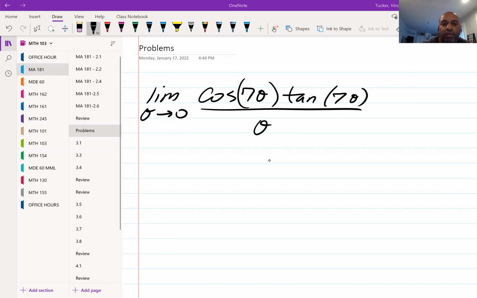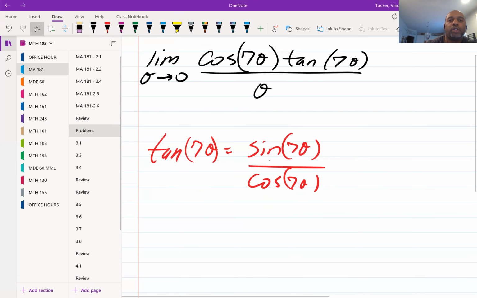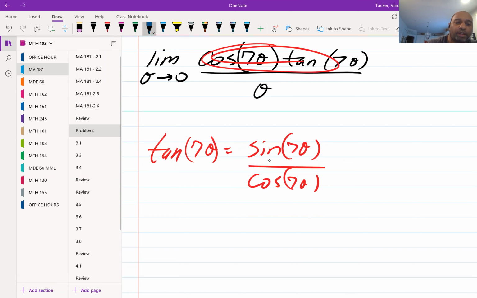So here's the problem that was requested. The first thing I would do here is look at the relationship between my two trig functions and recognize, when I look at tangent of 7 theta, that it's the same thing as sine 7 theta over cosine 7 theta.